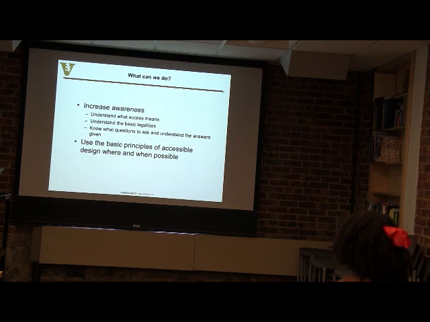And so if you see an email being designed and there's no text underneath it, you can ask, hey, did you put alt text onto this image? Did you embed alt text into the image before it goes out so that it gets to a wider variety of people? And then use the basic principles of accessible design where and when possible.